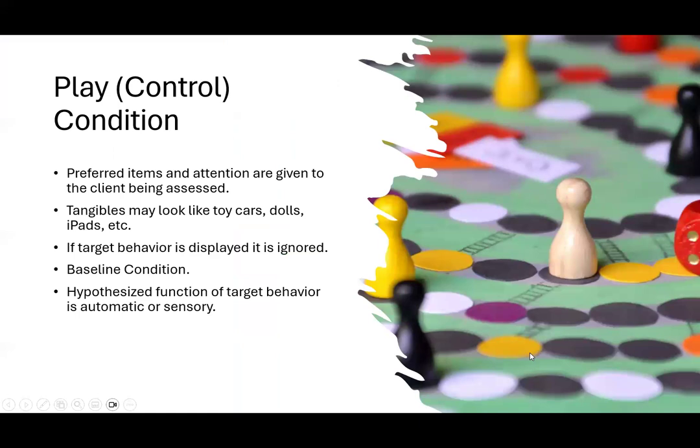First, the play condition. This condition allows the participant to have positive attention and access to tangibles for the entire session. There are no demands in place, to facilitate an environment that is enriched with stimuli so as not to invoke a target behavior. Positive attention should be given in the form of nice playing or cool toys. If the target behavior is observed, it is ignored. The hypothesis of the function would be an automatic function because the person being assessed has access to preferred items and attention with no demands in place.